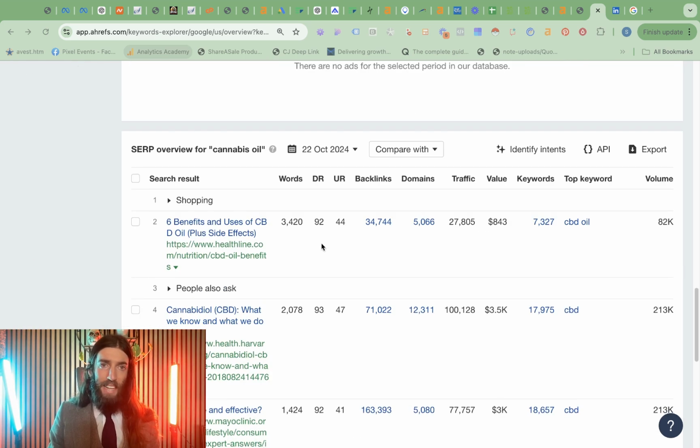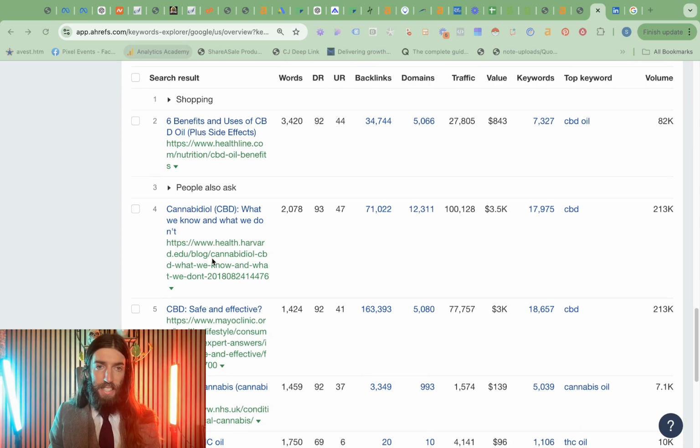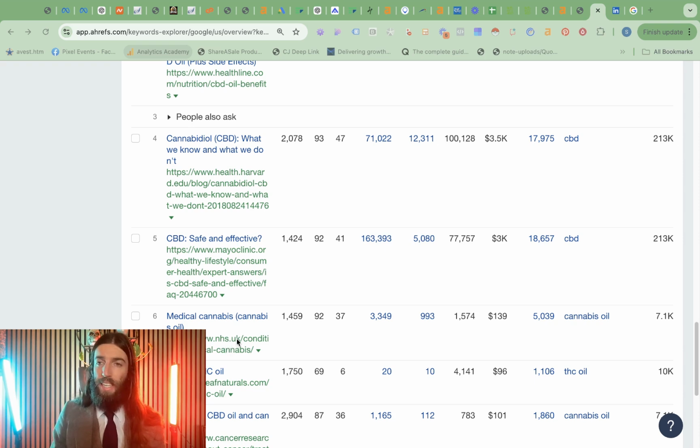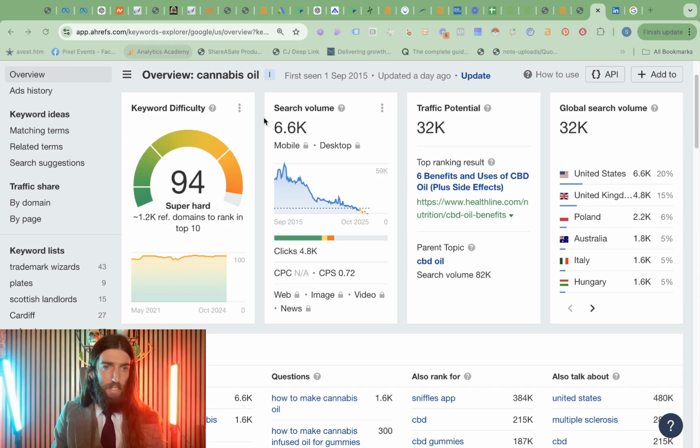And what we notice is everything we have here are big medical journals. So we've got Healthline, we've got health.harvard.edu, we've got mayoclinic.org, and we've got the NHS in the UK. So in doing your simple keyword research, you might say, great, cannabis oil, lots of volume, let's go after that, even if the difficulty is quite high.